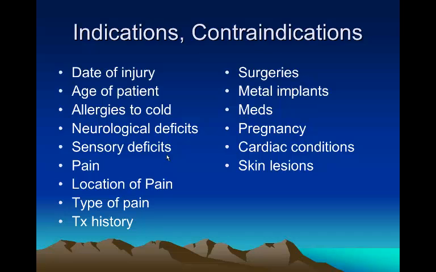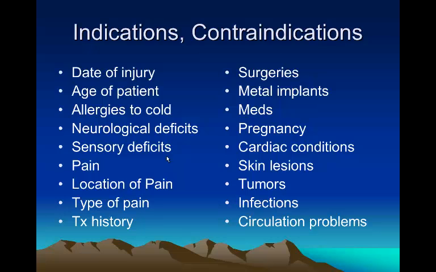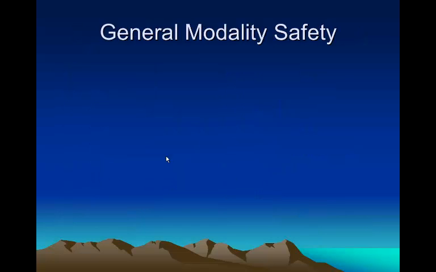Types of skin lesions. If you're using an e-stim pad on someone with some kind of skin lesion, make sure you throw it away or clean it up before you use it on the next person. Tumors, any kind of heat modality, or a lot of our modalities will actually increase tumors. So someone with cancerous tumors, you've got to be careful in what you use. And infections, the same thing. And of course, circulation problems.